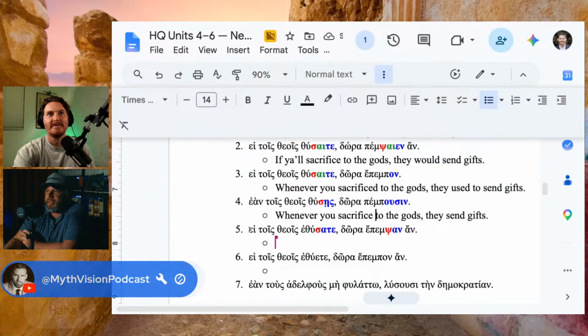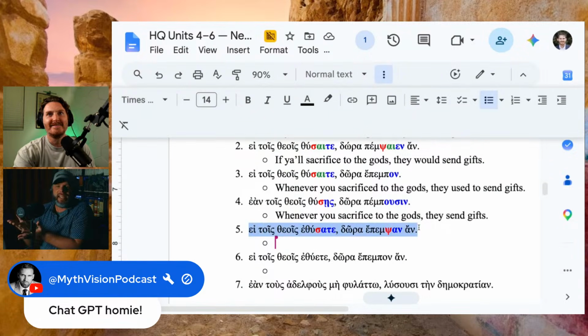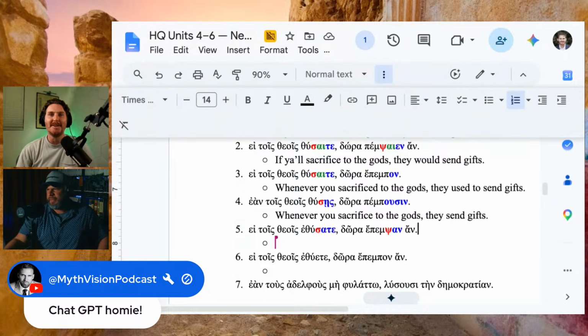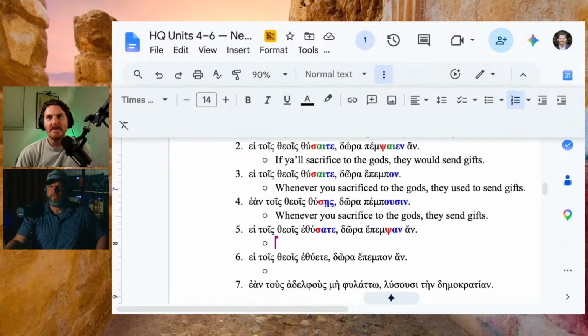Oh, you went to ChatGPT. You could have got the ancient. Yeah. So basically, if you ask ChatGPT how to say something in Greek, it's going to give it to you in modern Greek. But if you ask it how to say something in ancient Greek, it usually will do a pretty decent job. So, go ahead and knock this out.